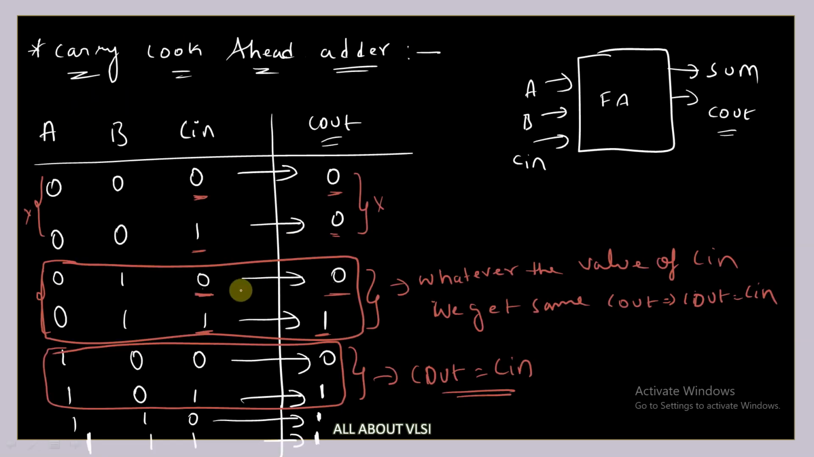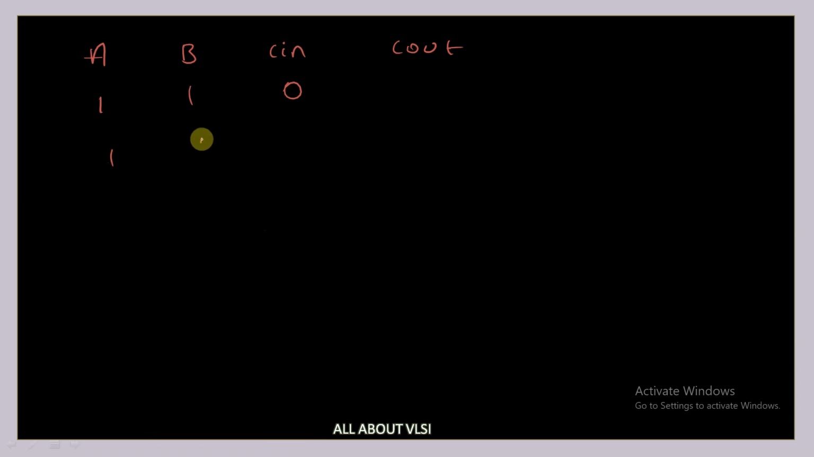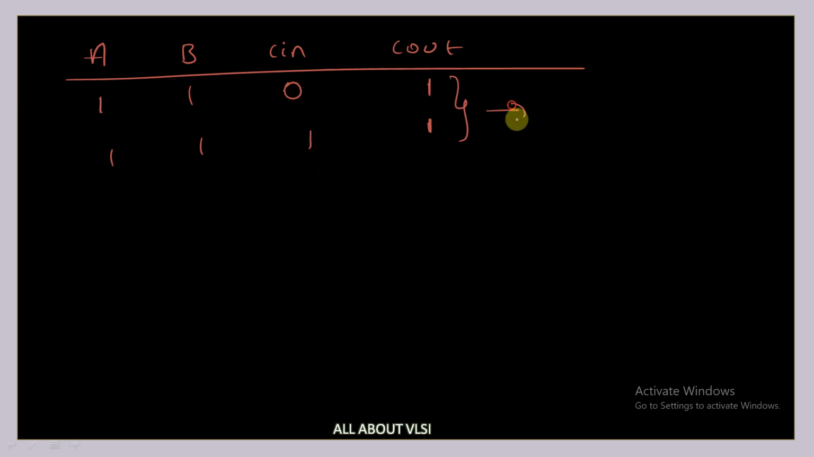Now in the last case, I will write down in the next slide. So in the last case, A, B, C in, C out: 1, 1, 0, 1, 1, 1. This is the last case. So here we are getting 1 and 1. So we can observe from here that if your C in may be 0 or if your C in may be 1, whatever the value of your C in, it is not going to care about the value of C in, your C out is equal to 1 only. Okay, here your C out is equal to 1. So it is not depending upon the value of C in. So whatever may be the C in value, your C out is equal to 1.